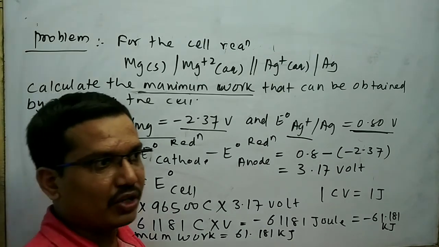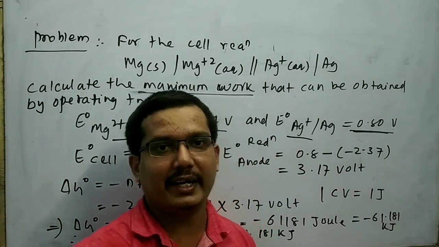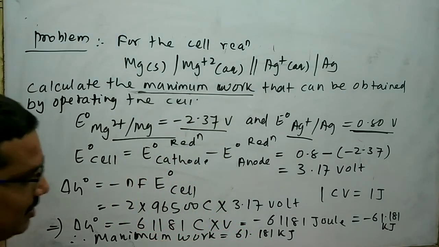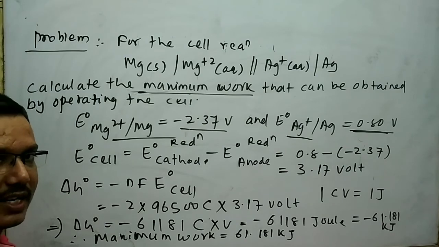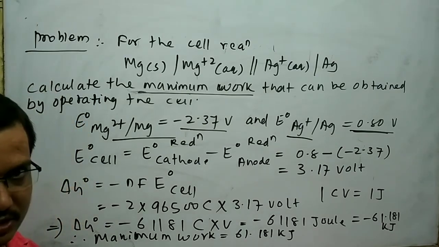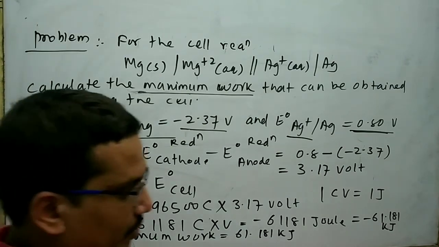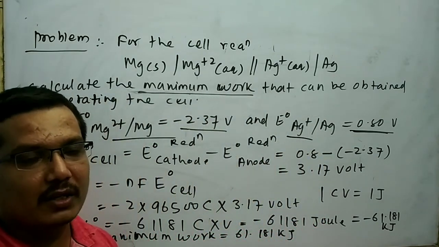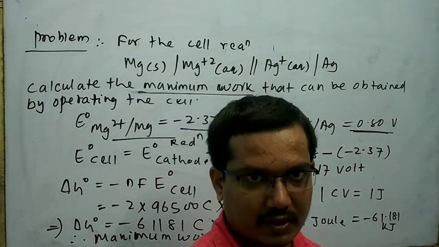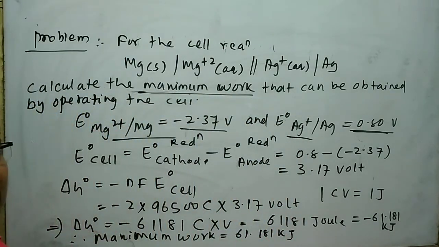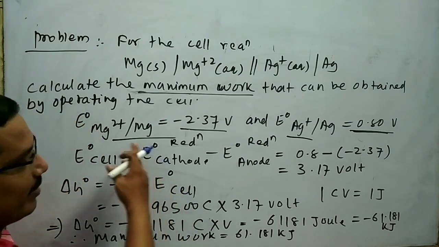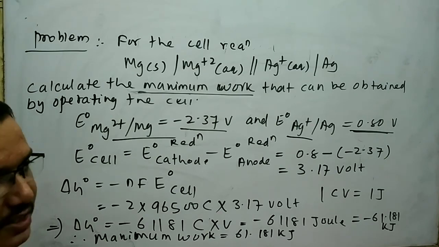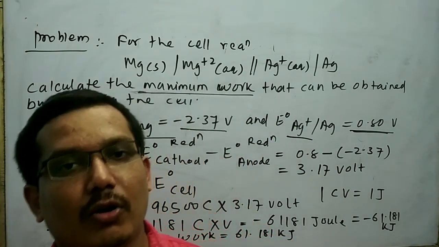The minus sign or plus sign is only used to indicate whether the work is done by the system or on the system. That means here the minus sign is written, so the work is done by the system. Remember an important point: if W is negative, then the work is done by the system. If W is positive, then the work is done on the system. This is the problem related to the relation between free energy and EMF of the cell. This is all about electrochemistry.